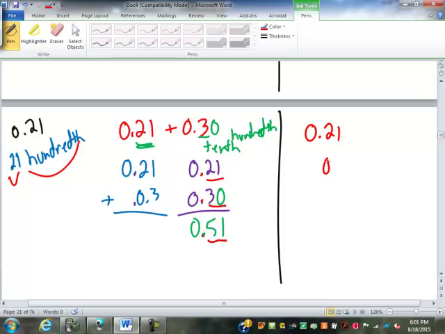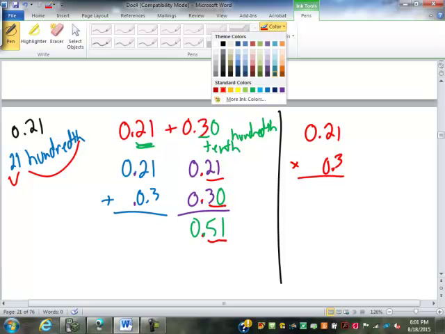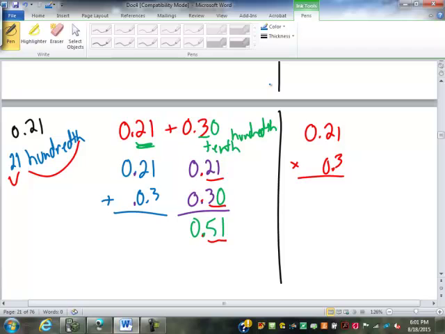When I multiply, do I have to line up my decimal point? No, we don't. Because when we multiply, we do not need the same name. 21 times 3 is 63. Where does my decimal point go? Add a 0, put it there. Can anybody tell me why?